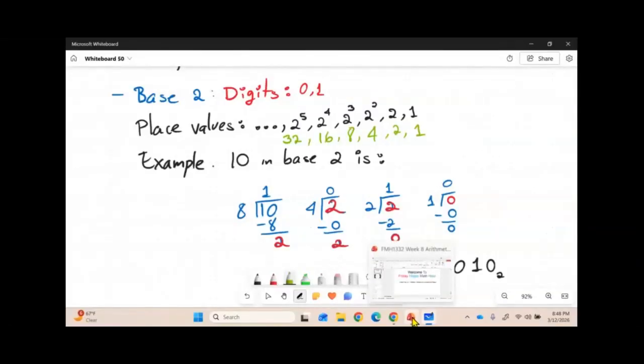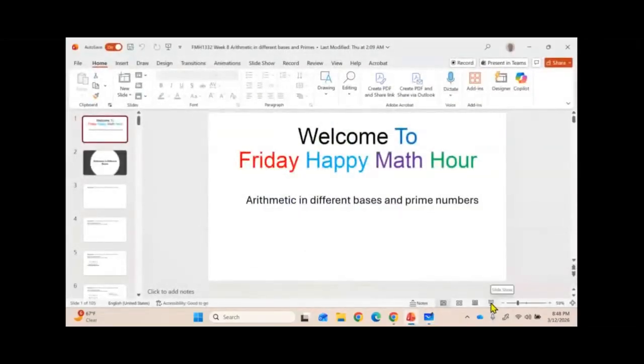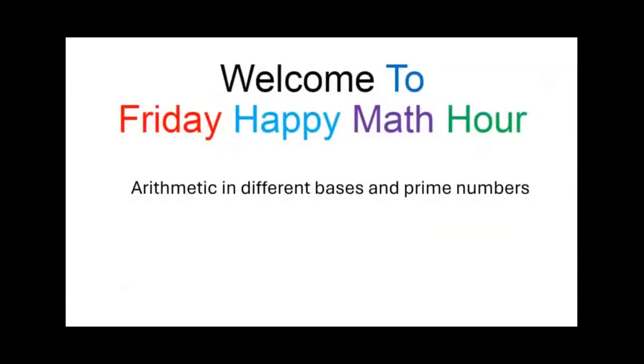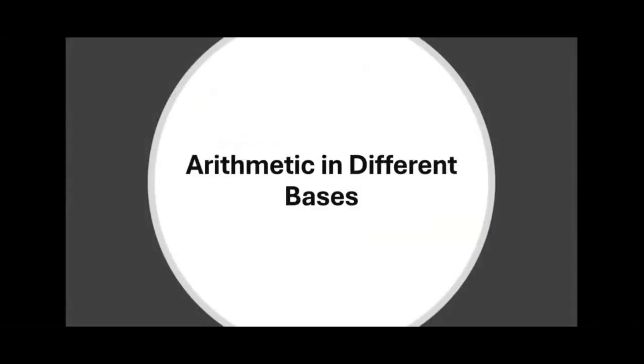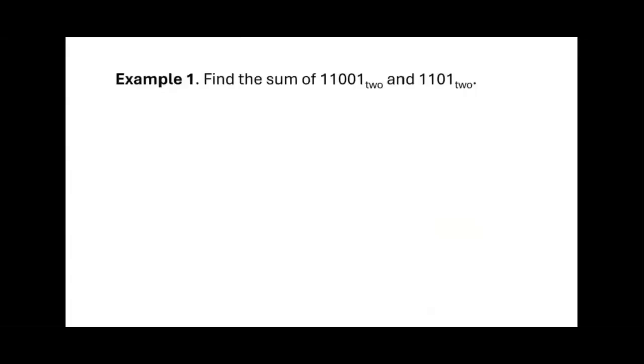Okay, so then we are ready to start today's topic. What I'm going to do is focus on arithmetic, which means operations in different bases, like sums, subtractions, multiplications, divisions. So example 1 says: find the sum of this number, which is in binary. I cannot read it as 11,000. It only makes sense to call it 11,000 when you're in base 10. But I'm just going to call it 11001 base 2. So add this number plus this number, both of them in base 2.